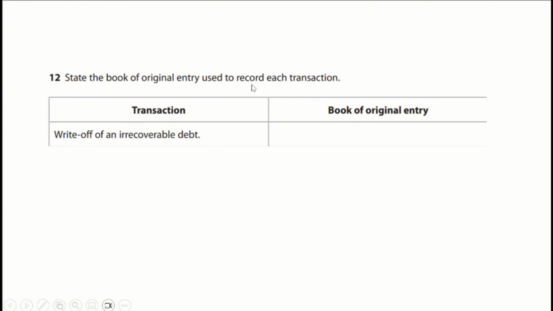State the book of original entry used to record each transaction. So I've taken only the one which is relevant to today's topic. Write off an irrecoverable debt. The book of original entry should be the journal.